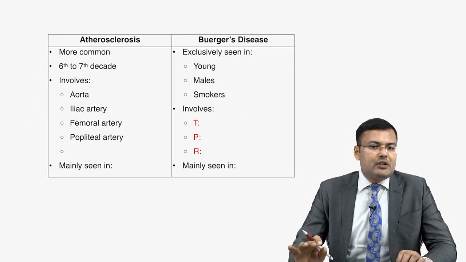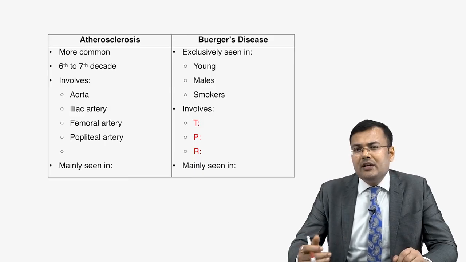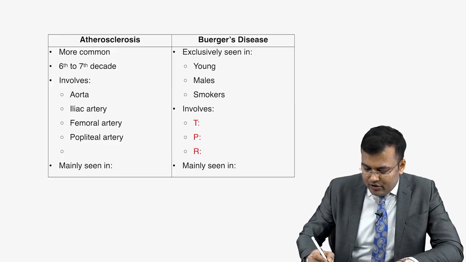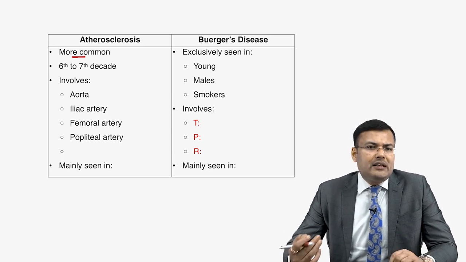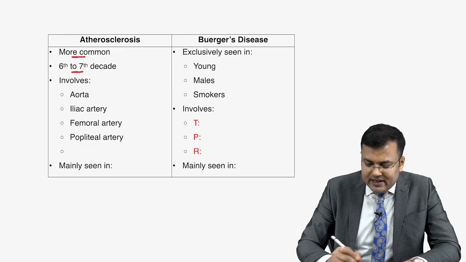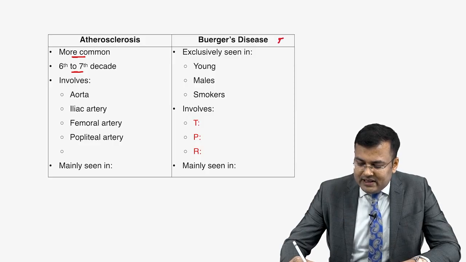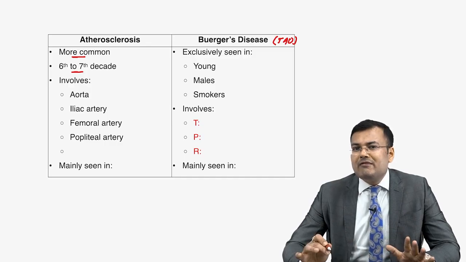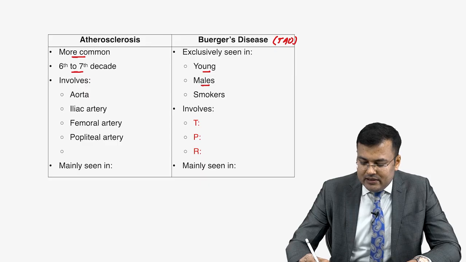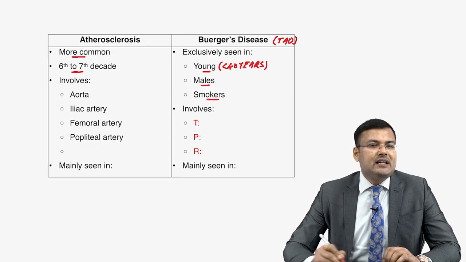So let's compare atherosclerosis and Buerger's disease. First, out of atherosclerosis and Buerger's disease, relatively, which one is more common? It's atherosclerosis which is more common in comparison to Buerger's disease. In which particular age group is atherosclerosis seen? 6th to 7th decade. But Buerger's, also known as thromboangiitis obliterans, in short TAO, is exclusively seen in young males, smokers, age less than 40 years.